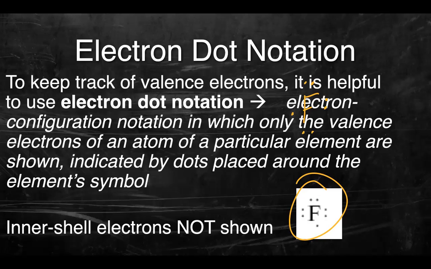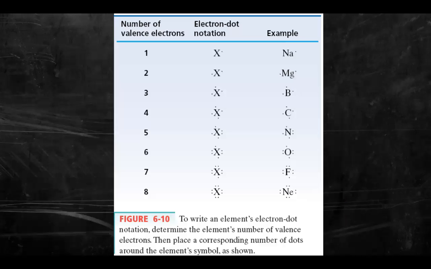We do not represent inner shell electrons because they belong to that fluorine atom by itself. They're not going to be involved in bonding. So these are just some examples of how you would draw them. It doesn't really matter what side you put them on. So Mg, you could have 1 on top, 1 on bottom. I don't think it really matters.